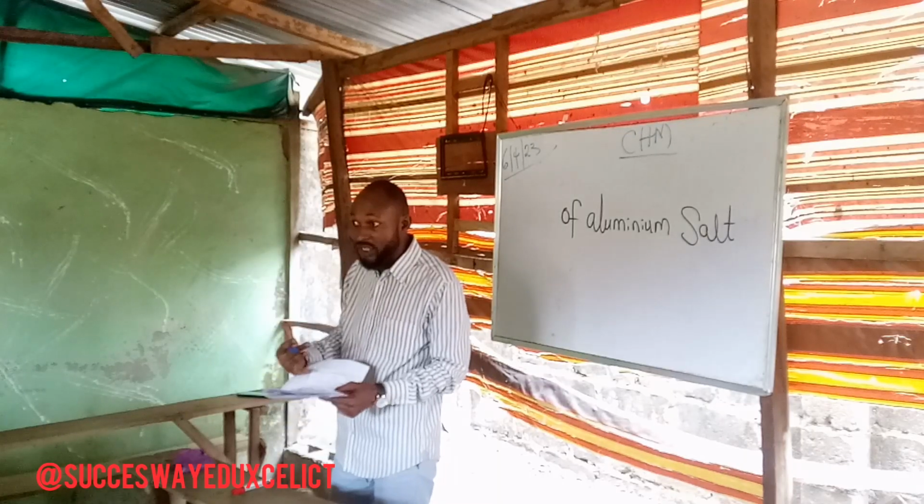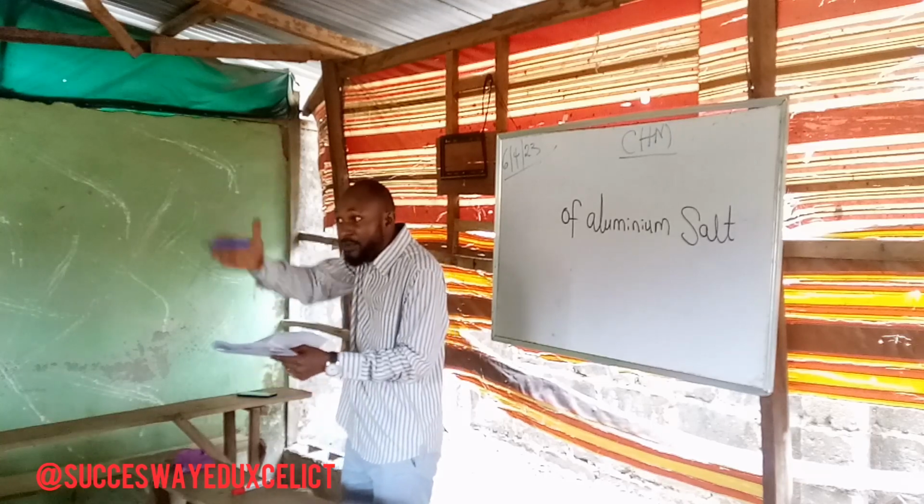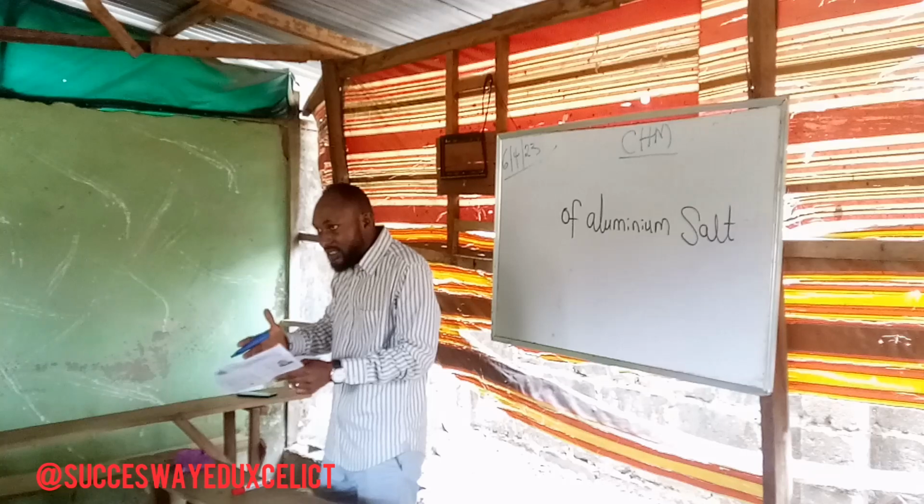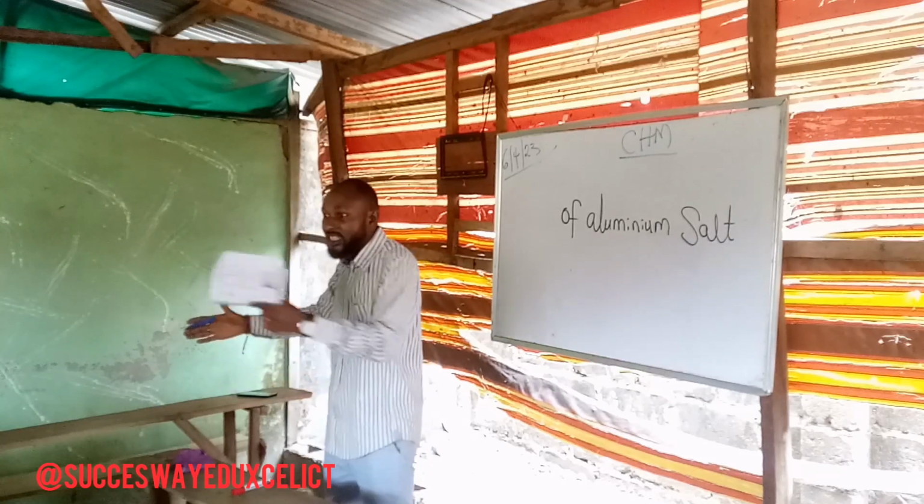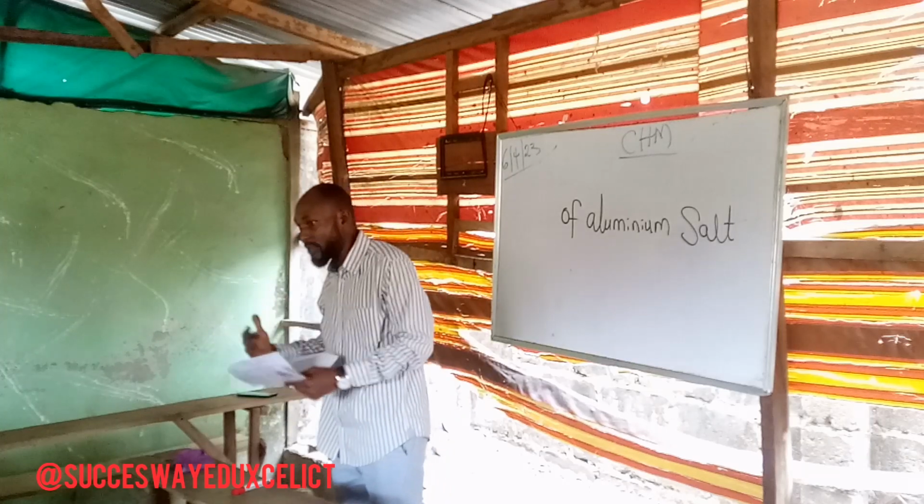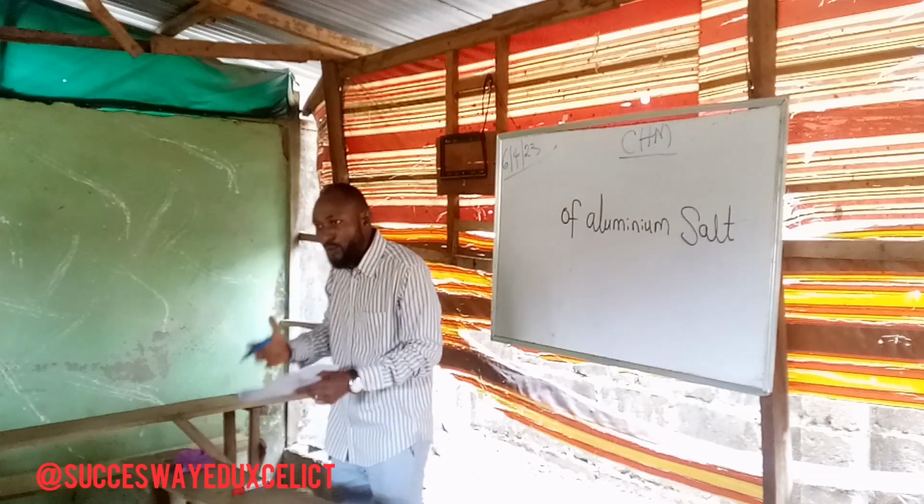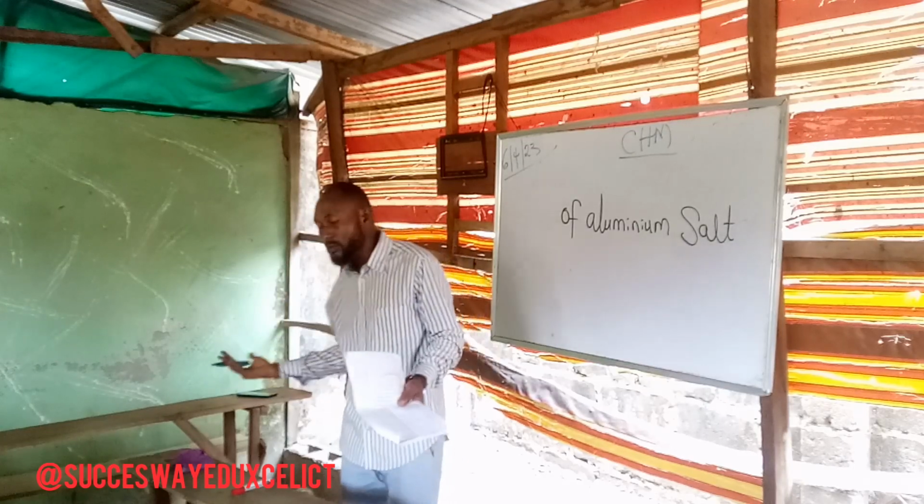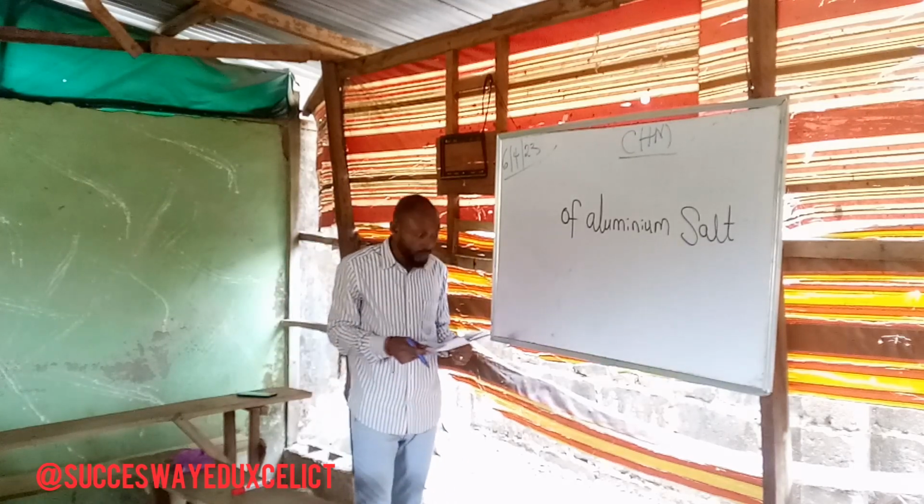Because the essence of electrolysis is for your electrolyte to split, but it doesn't just split. When you pass current through it, it will split into positive and negative, known as the cations and the anions respectively. And after splitting, what happens? It migrates to the anode and the cathode.